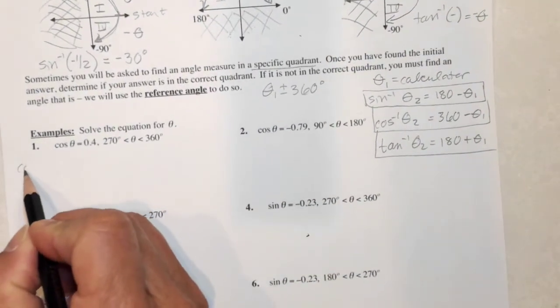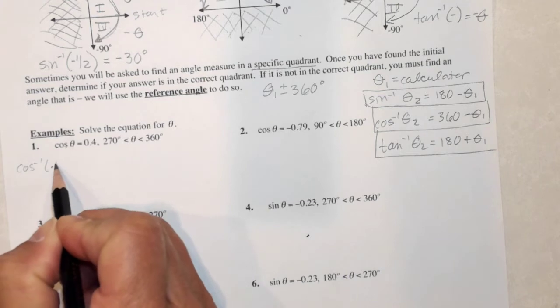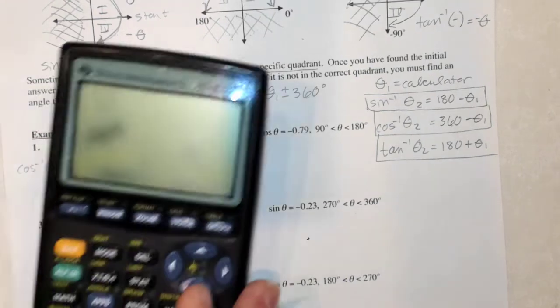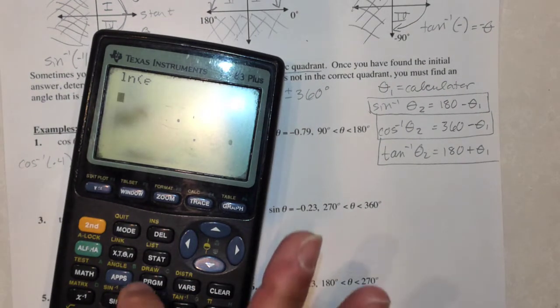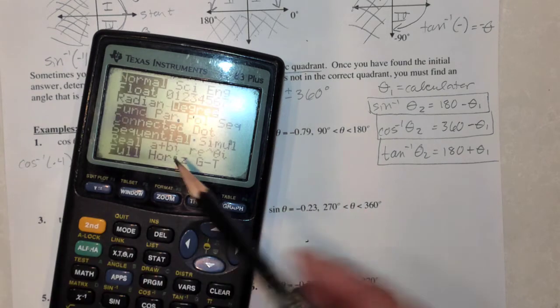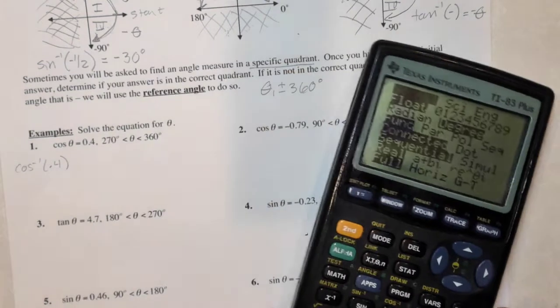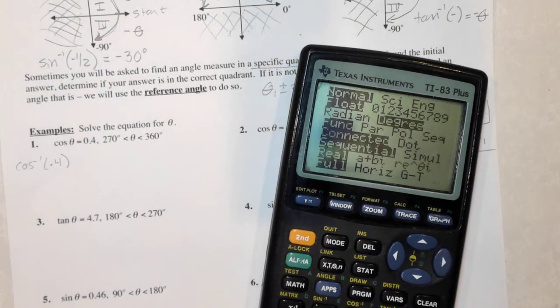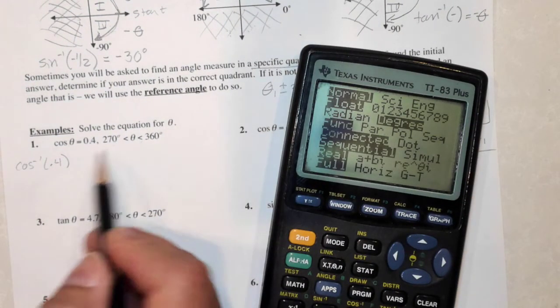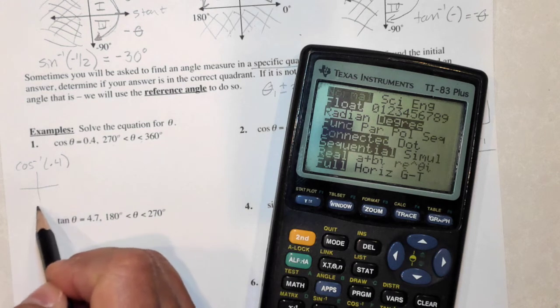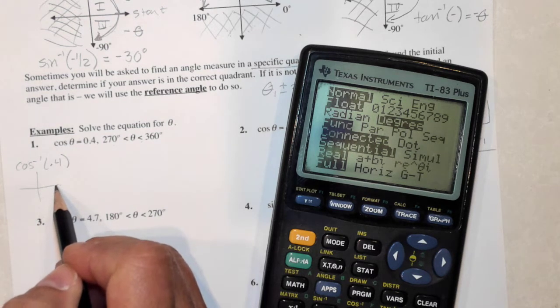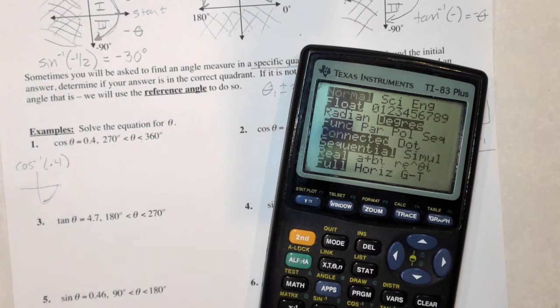So I'll be entering cosine inverse of 0.4 into my calculator. For all of these, I want to make sure I'm in degree mode. So I'm going to go to mode and check that I'm in degree mode rather than radian, because otherwise every single answer is going to come out wrong. The other thing is it's telling me it wants me in the quadrant between 270 and 360. So it wants an answer over here.